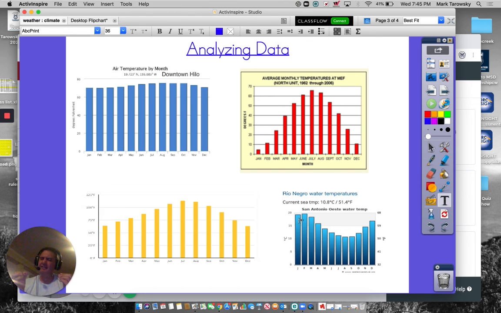So as you can see, friends, by just looking at some graphs, we can start to deduce what that place is like by just looking at typical things like temperature. Stay tuned for our next video as we start looking at some precipitation.